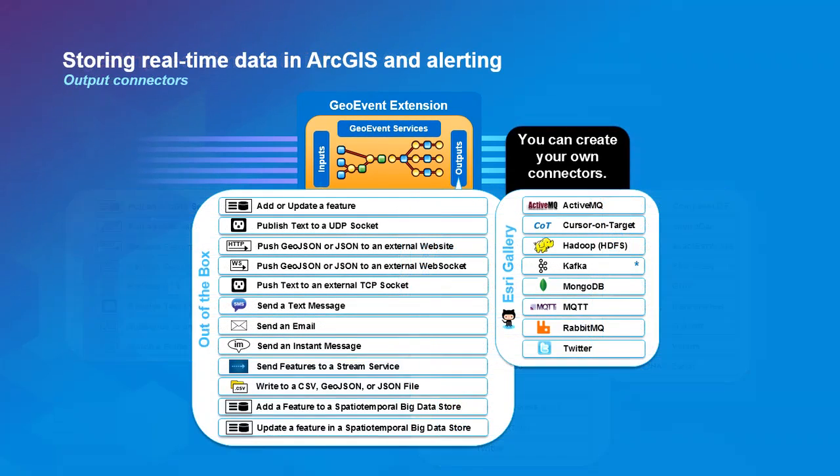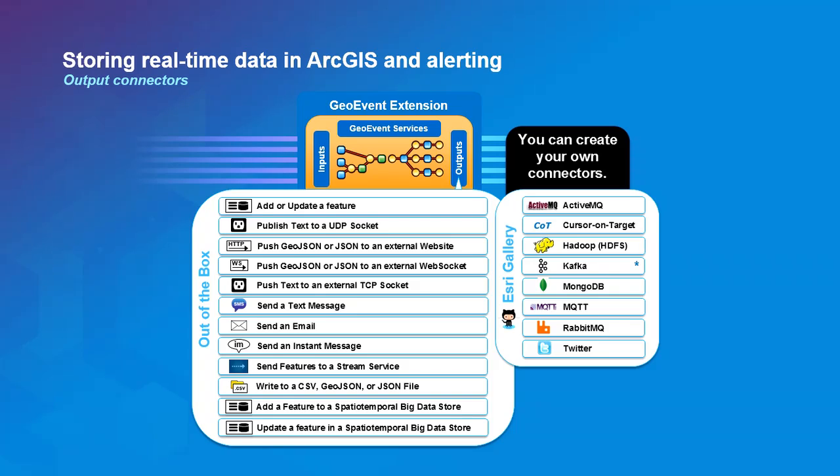Now, similar to the input connectors, we also have a number of output connectors available out of the box. So the ability to add or update a feature, those are the two outputs that Sagar just demonstrated in the previous demonstration. The ability to publish text to a UDP socket, push GeoJSON or JSON to an external web socket, push text to an external TCP socket, send text messages, emails, as well as instant messages. You can also send features to a stream service, and we'll touch on this. This is a new first-class service in Server that allows you to stream data directly to your client applications, and we'll highlight that towards the end of the session today.